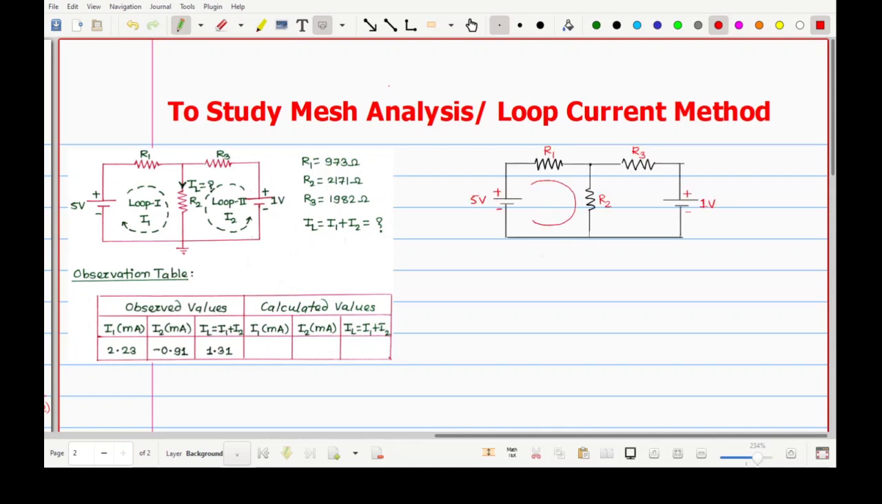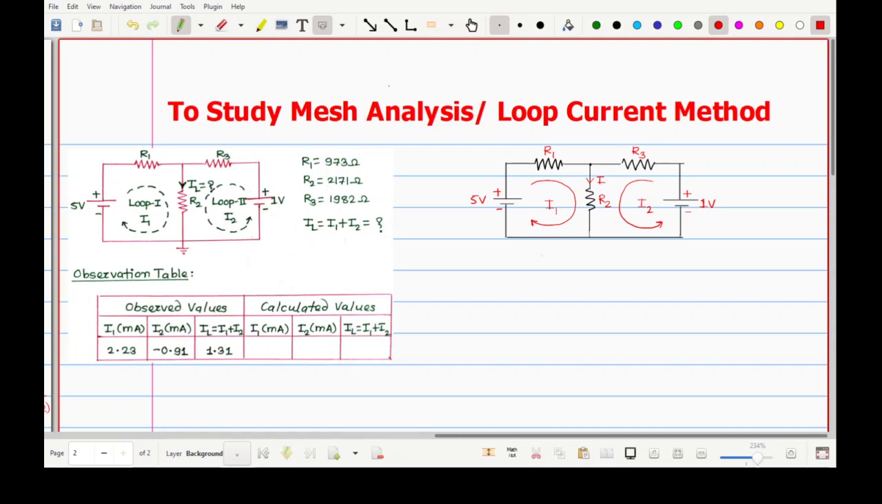In this diagram you are having two loops, so we are indicating them by currents I1 and I2. So these are your two loops. Now we have to find out the current flowing through this middle resistance R2. If you look at these loop currents, we can conclude that the current flowing through this resistance R2 is nothing but the algebraic addition of I1 and I2.